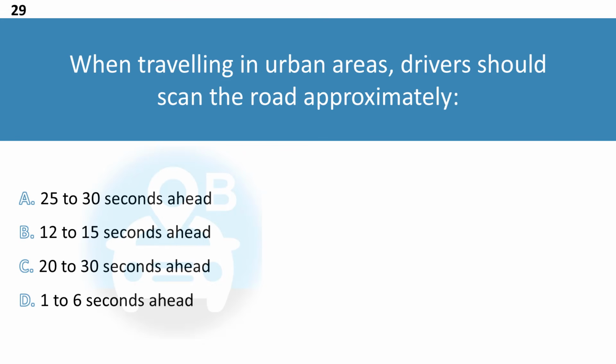When traveling in urban areas, drivers should scan the road approximately A. 25 to 30 seconds ahead. B. 12 to 15 seconds ahead. C. 20 to 30 seconds ahead. D. 1 to 6 seconds ahead.